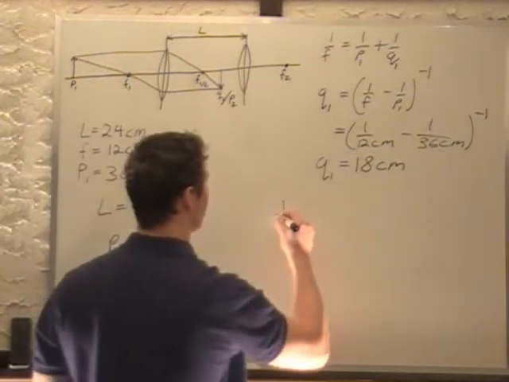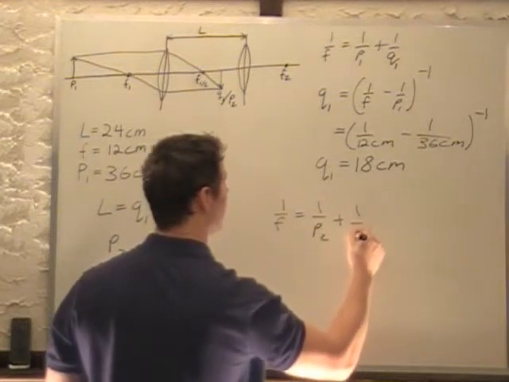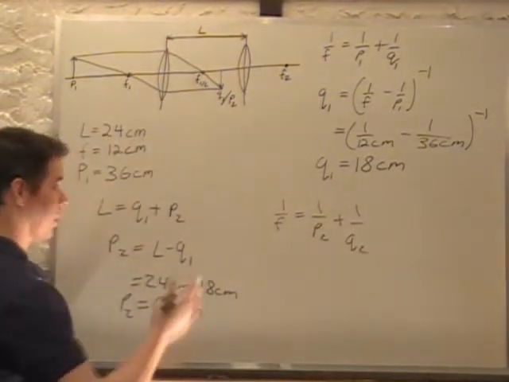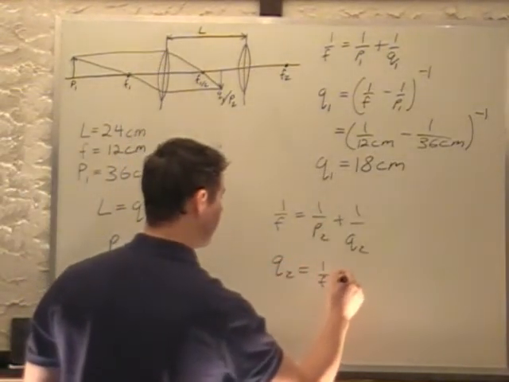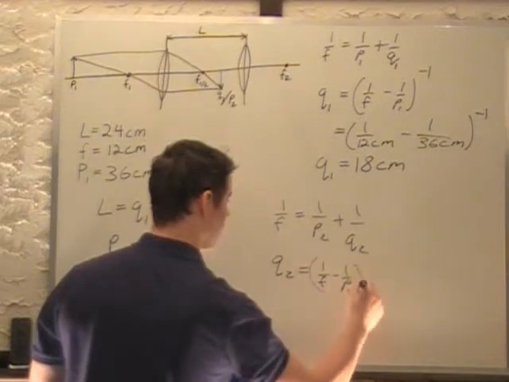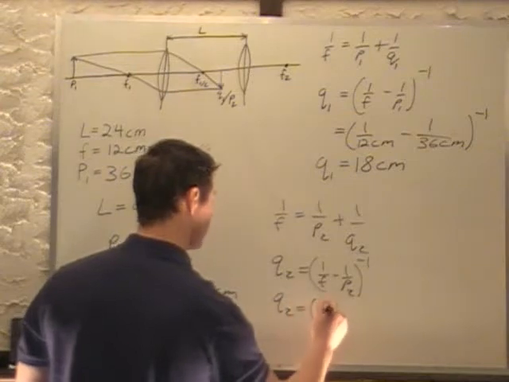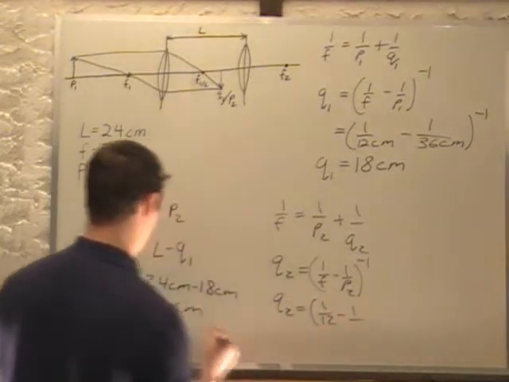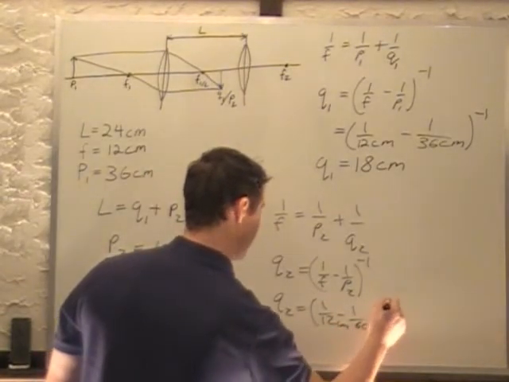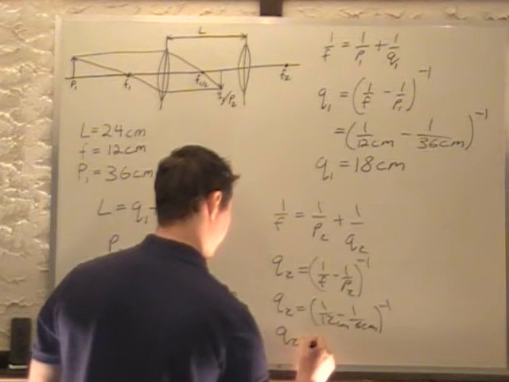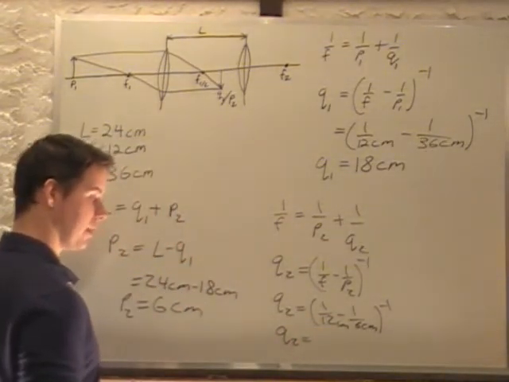So we do the same thing, 1 over F equals 1 over P2 plus 1 over Q2. So we're looking for Q2 now. Q2 equals 1 over F minus 1 over P2. Again, inverse. Q2 equals 1 over 12 minus 1 over 6, put in centimeters, 6 centimeters. Inverted. So it gives me a Q2 of negative 12 centimeters.